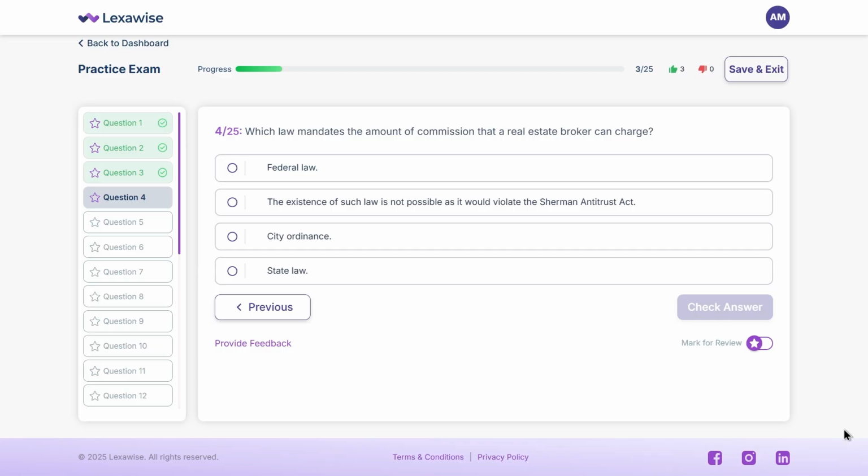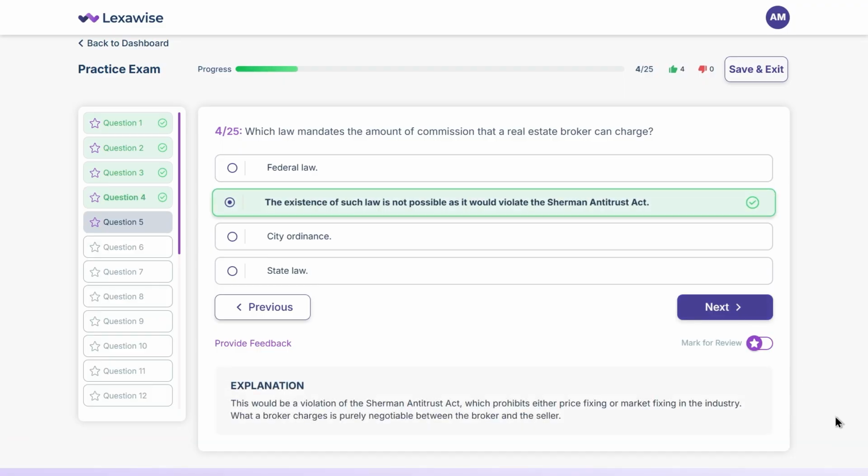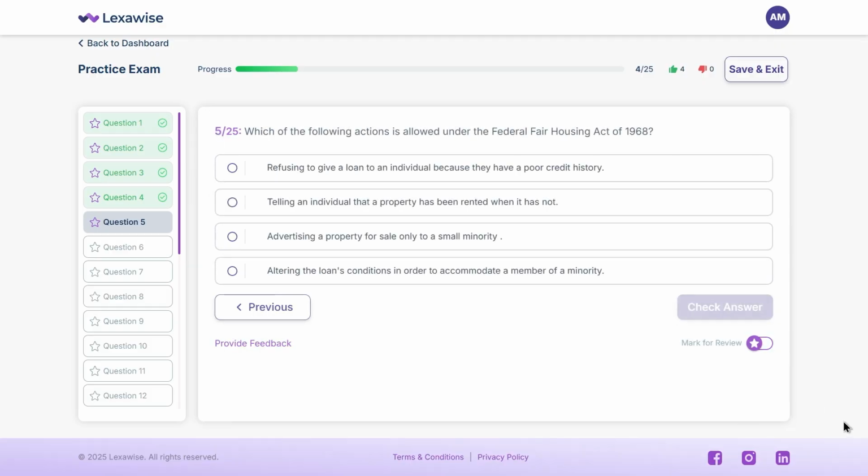The correct answer is B. The existence of such a law is not possible as it would violate the Sherman Antitrust Act. Commission rates are negotiable between brokers and clients. Any law fixing commission rates would violate antitrust regulations. Let's go to the next question.